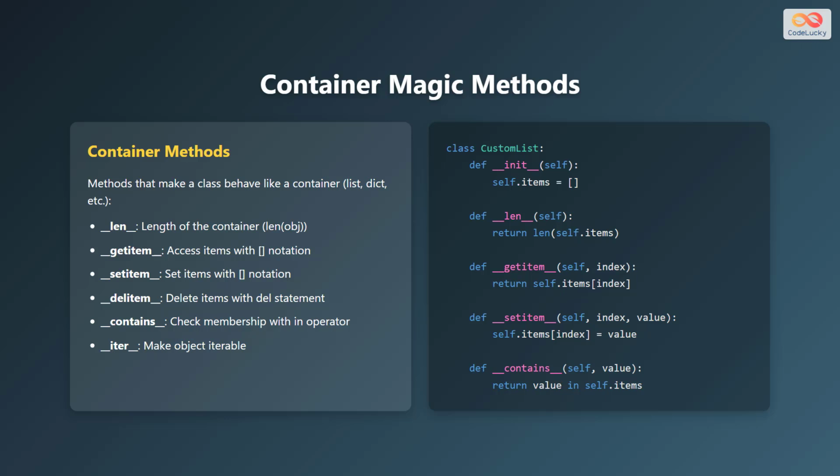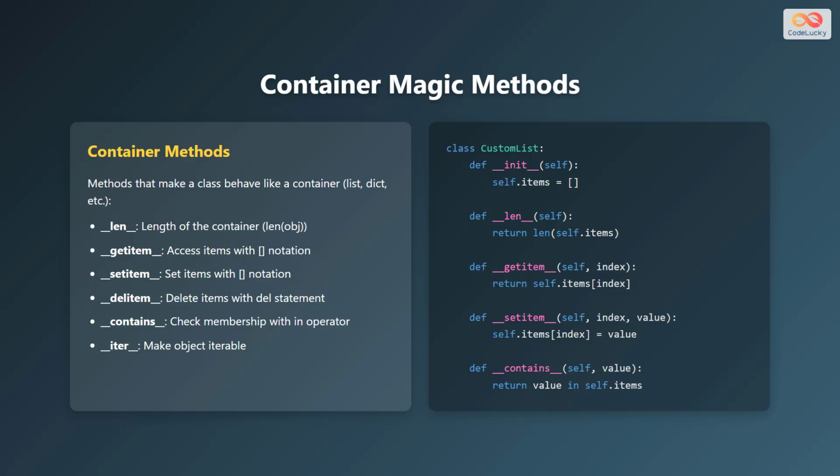Container methods are used to make a class act like a built-in container, such as a list or a dictionary. First is the length method, that is __len__. It returns the length of the container and is called when you use the length function on your object. Next is the get item method, that is __getitem__, which allows you to access items using square bracket notation. The set item method, that is __setitem__, allows you to set items using square bracket notation.